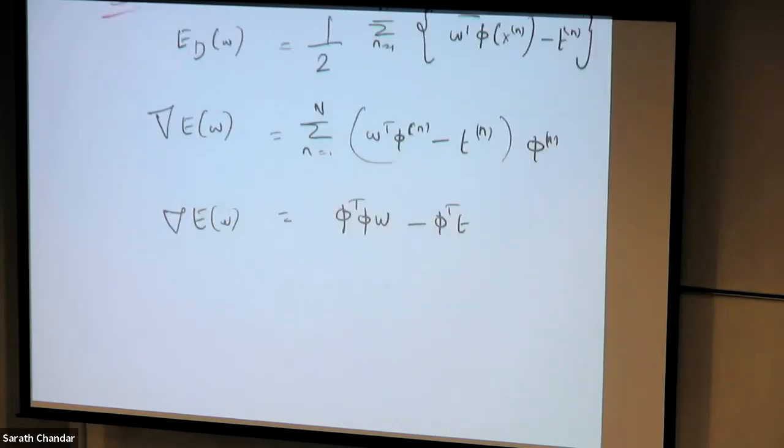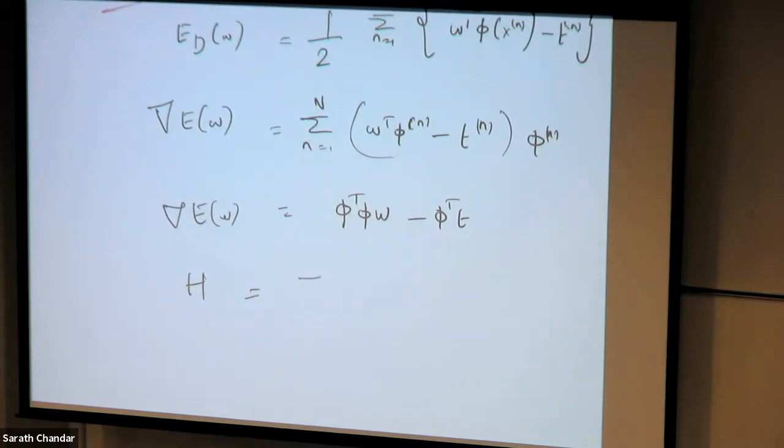Now what is the Hessian here? The Hessian is given by the double derivative, which means I just need to differentiate this one more time. You differentiate this one more time with respect to w, what do you get? What do you get if you differentiate del E with respect to w? Yeah, just phi transpose phi, right? So you just get phi transpose phi.